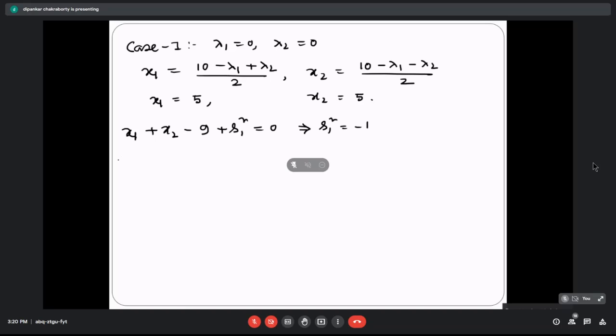Similarly, what was the other equation? Minus x1 plus x2 plus 6 plus s2 square is equal to 0. So s2 square is equal to minus 6. Both are coming negative, and it's not possible. So we can say that since s1 square and s2 square are negative, the solution is not feasible. Right?